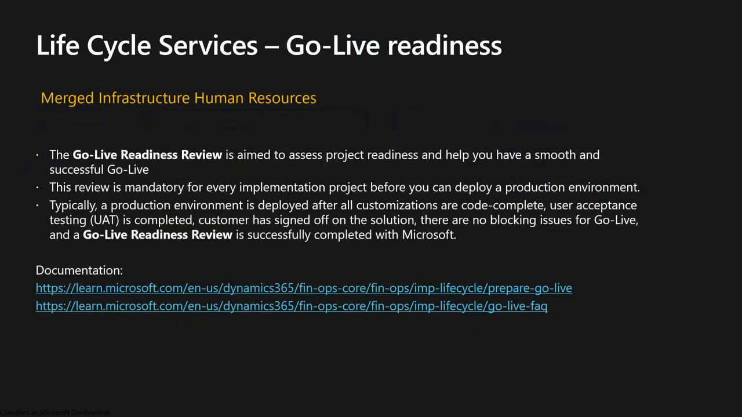Go live readiness review is required to make sure the system is ready to go live. It is a mandatory step before starting to provision the production environment. There are links available on how to conduct the go live readiness workshop and what the prerequisites are. Once you complete it and the go live readiness process is complete, you can see the configure button getting enabled for the production. From that point, you can start provisioning the production.